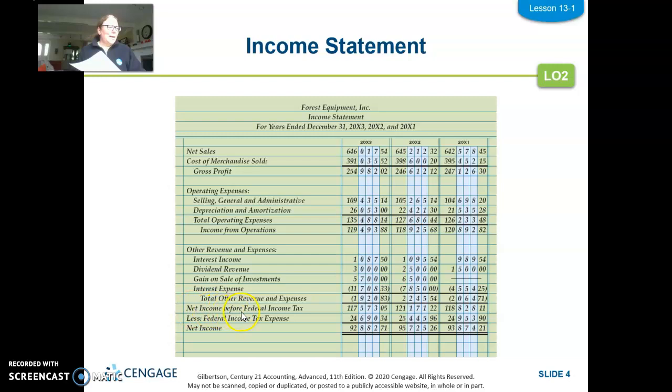Then we get to net income before federal income tax. So net income before tax, and then we do less federal income tax to get to net income. And again, corporations are the only ones that tend to put the federal income tax expense down here at the bottom.